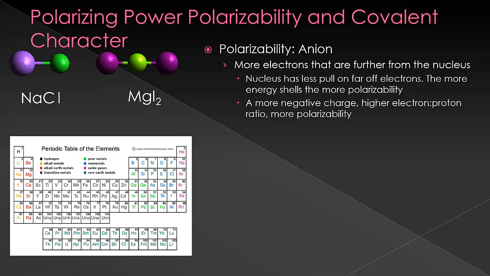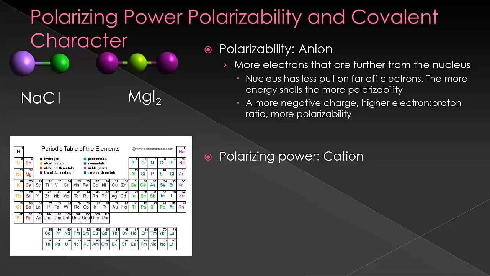Also, the more negative charge you have, the higher the electron to proton ratio, which means that there is not as much positive charge for each negative charge. This, again, makes the nucleus have less pull on the electrons, or a less effective nuclear charge, and so you have more polarizability. Now let's talk about polarizing power.